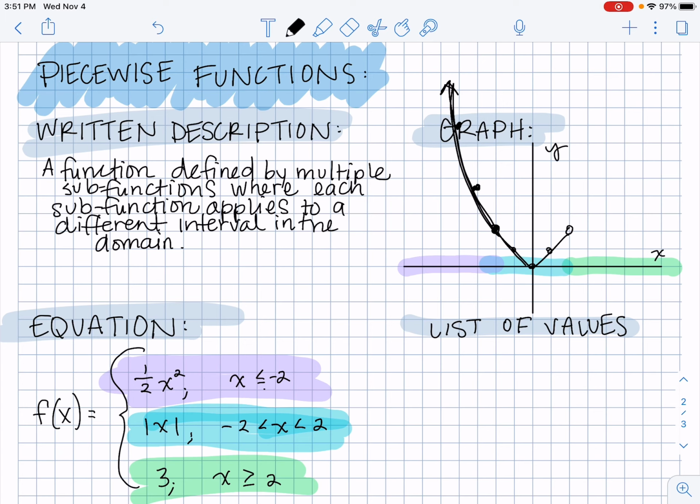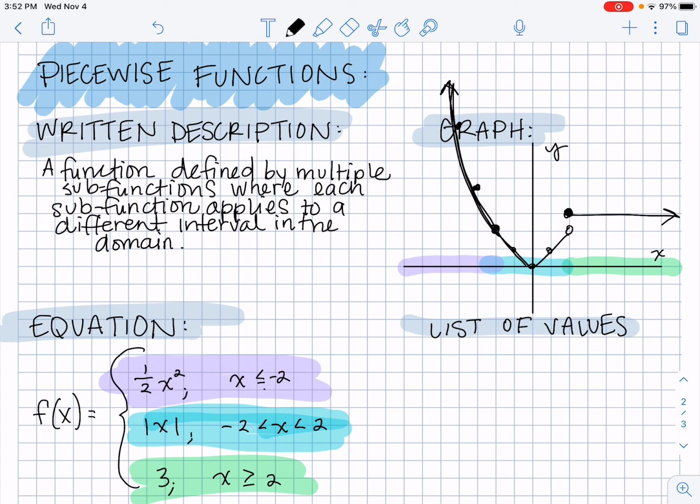Okay, and now we're going to do the green one. It's 3, so that means it's just 3. It's a horizontal line. So I go over to 2 and I go up 3. And I have my y equals 3, or f of x equals 3 graph. There. Hey, there it is.